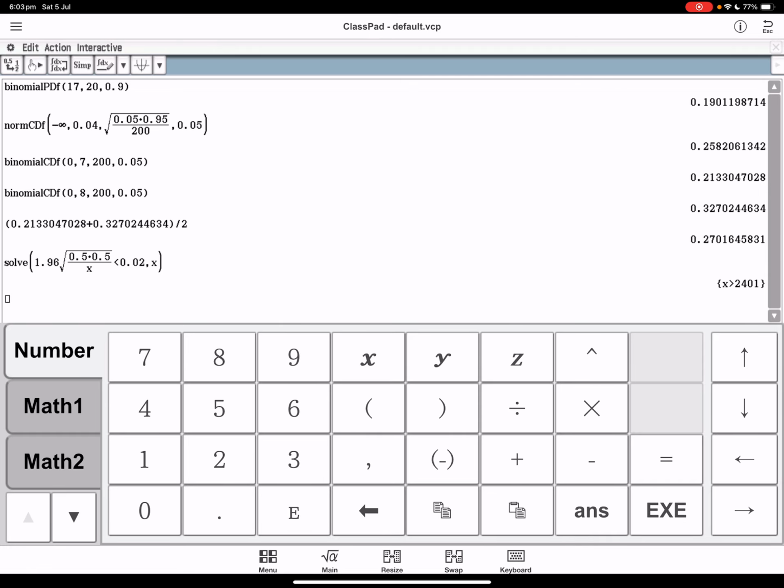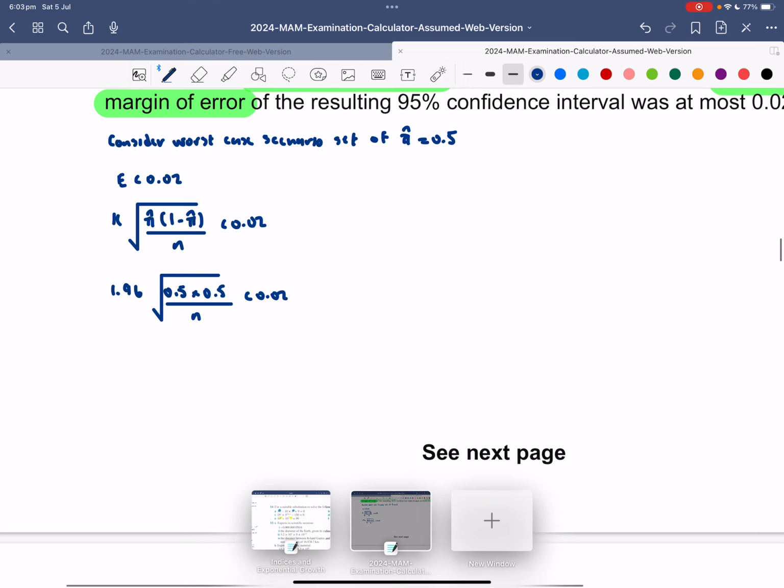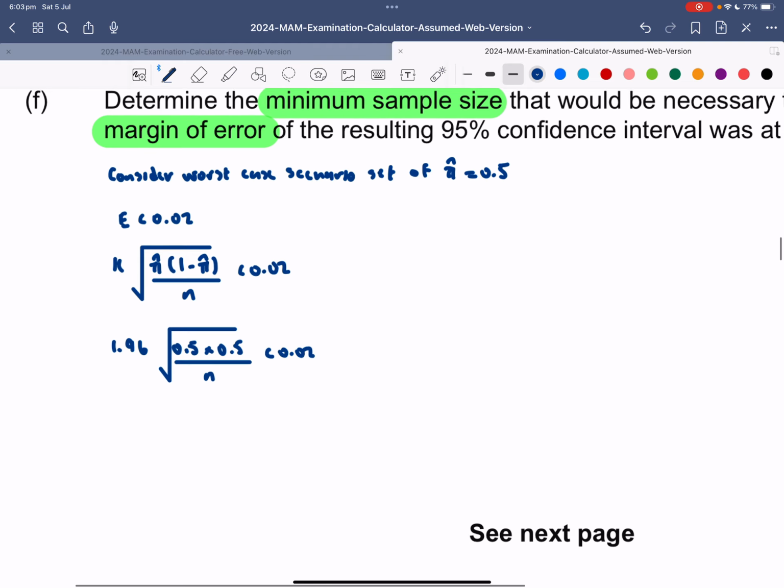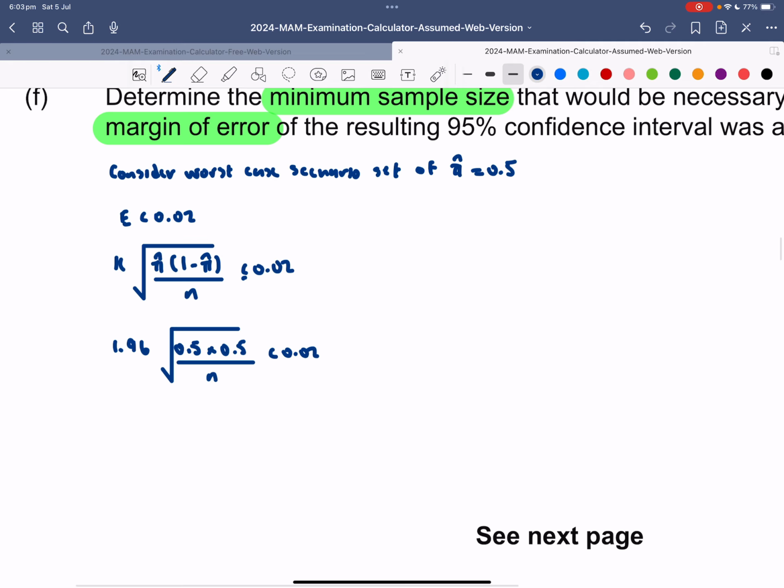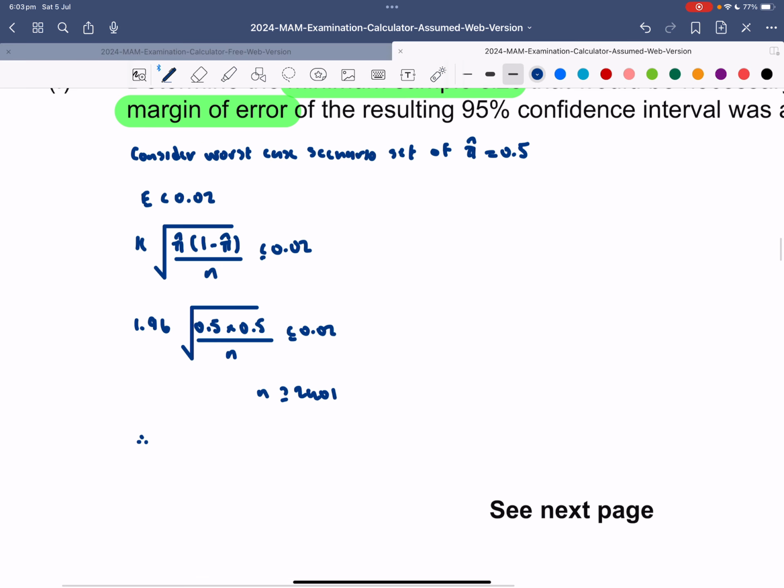So at most 0.02 means less than or equal to 0.02. So n is greater than or equal to 2401. So therefore, the minimum sample size is 2,401.